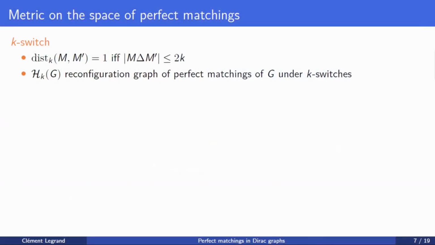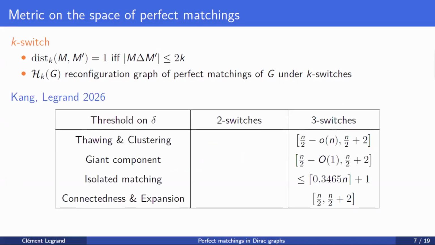Okay, so basically, in this reconfiguration graph, my vertices are the perfect matchings of my original graph G, and I have an edge between two perfect matchings if they differ by a k-switch. So if I can go from one to the other by removing at most k edges and adding back at most k edges. Okay, so this is the graph whose geometry I'm investigating. And so the results we have is we obtain different bounds on the different thresholds.